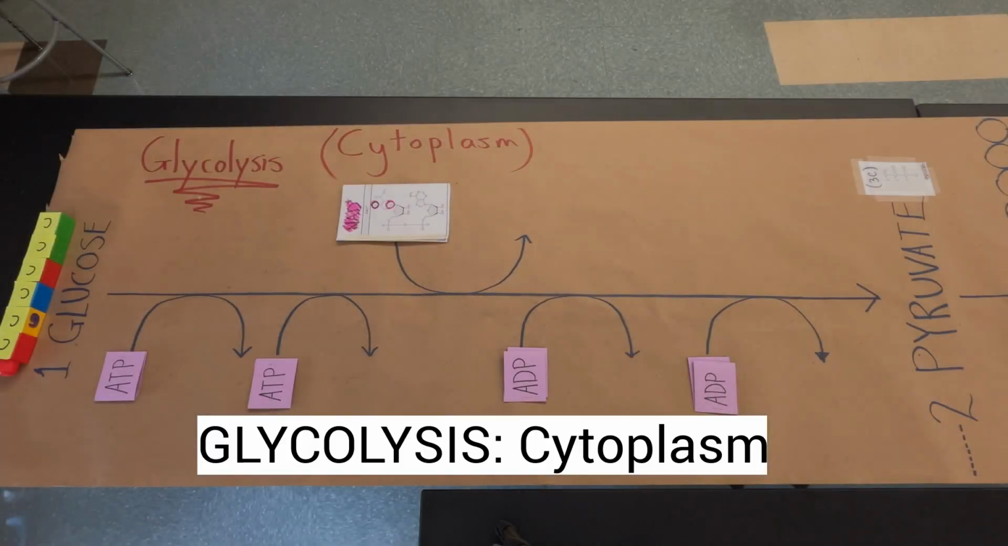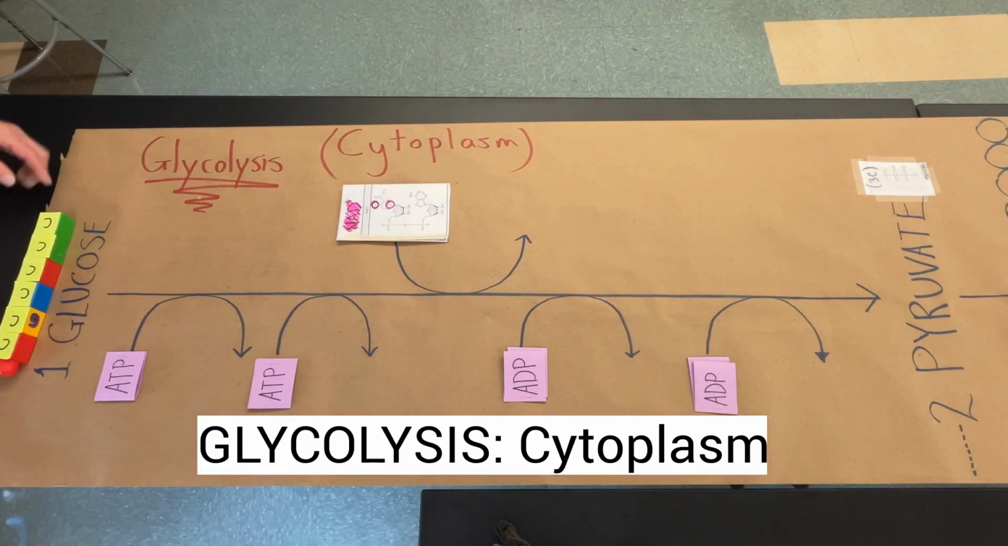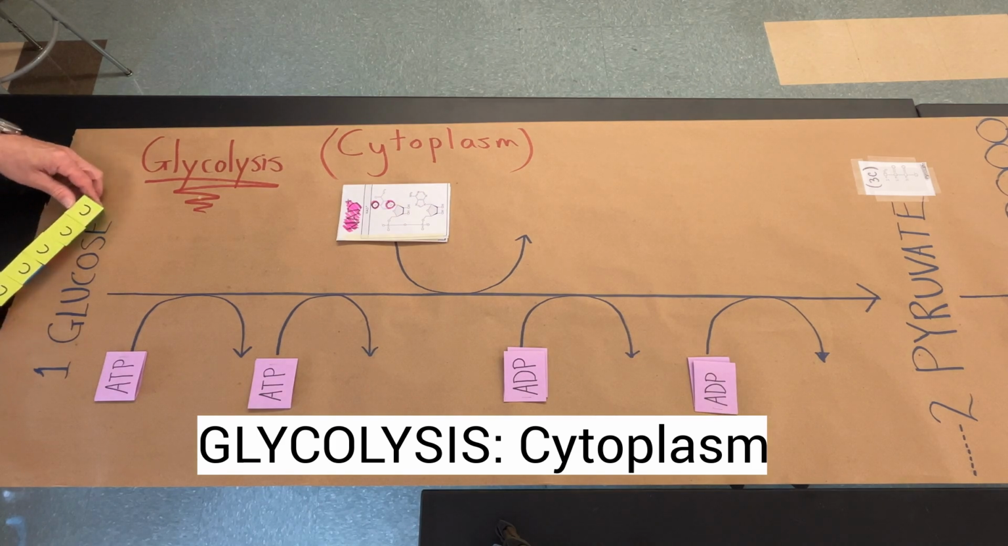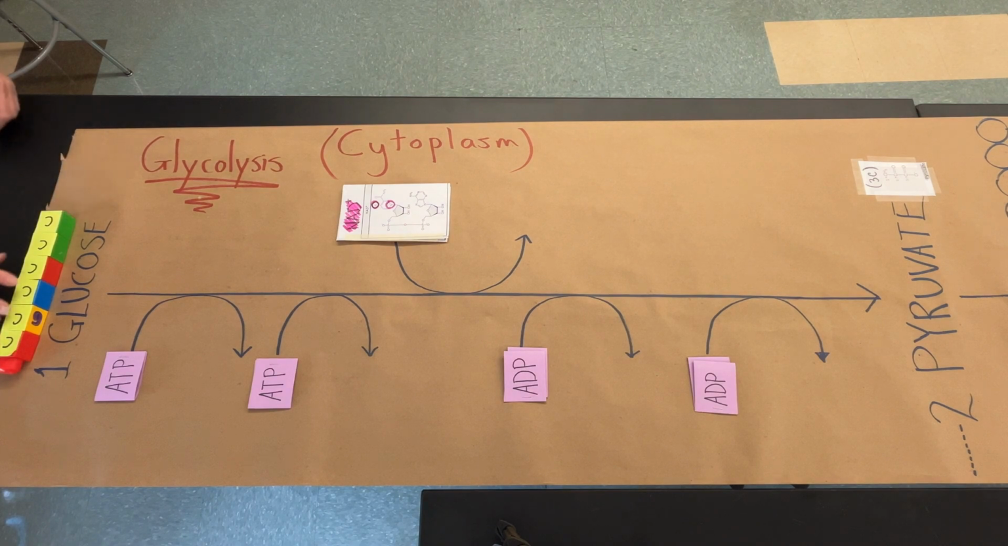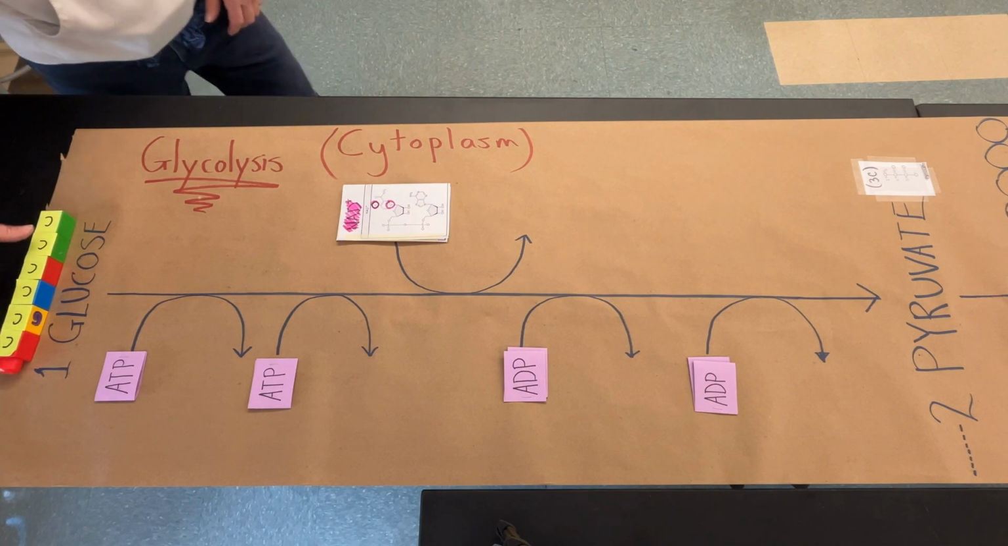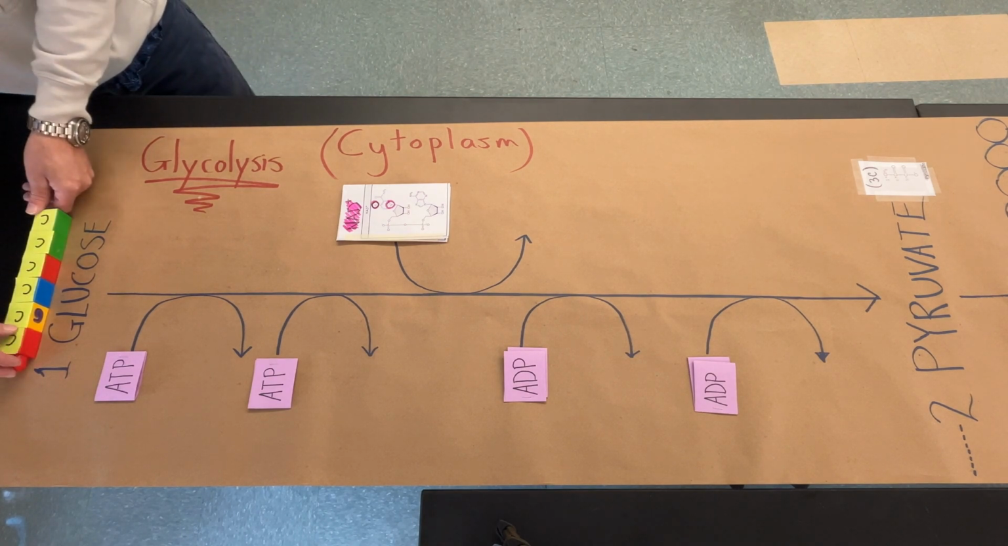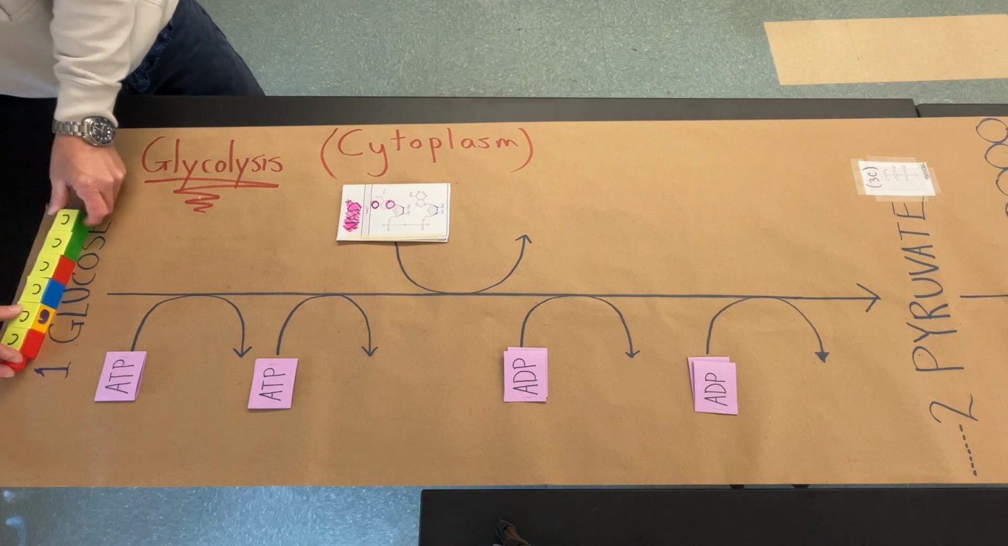Okay, welcome to the glycolysis pathway. It's going to start with one glucose. Each little Lego thing is a carbon atom. It's a 6-carbon sugar. And we're going to hike down this pathway. You can think about it almost like we're going on a hiking trip together. So let's go on this trip together.